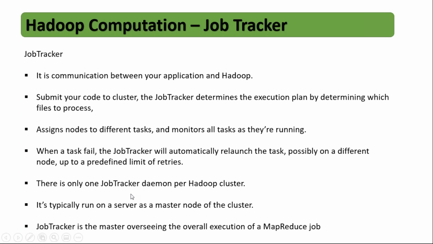So there can be only one job tracker for one cluster. It will run on the master node. Master node means name node in a cluster. Job tracker's responsibility is to oversee the overall execution of all MapReduce programs. Clear? Now we understood job tracker also. What is job tracker?